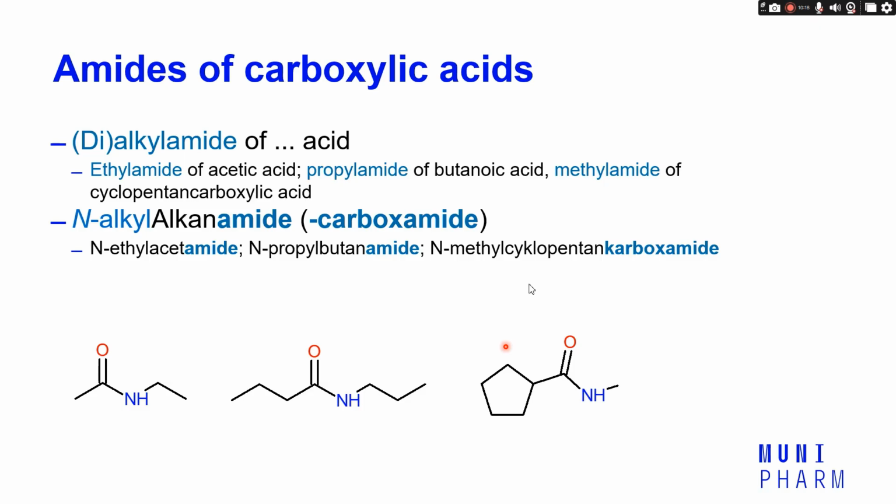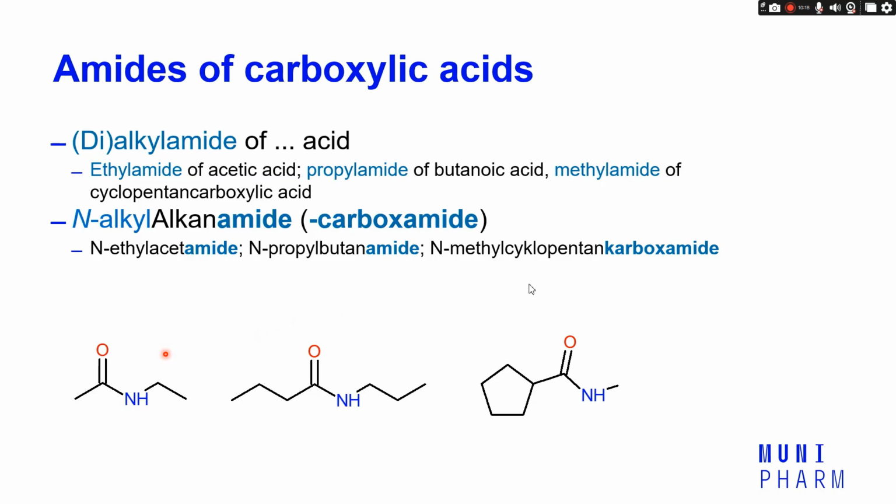The second possibility is again more systematic, and we use N-alkyl alkan amide. N-alkyl is the part which is here on the nitrogen, and it is necessary to use this capital letter N, because it is used instead of a locant. And alkan amide, this alkane, is the alkane which creates the acid. Again, in case of cyclic derivatives, the suffix is not only amide but carboxamide.